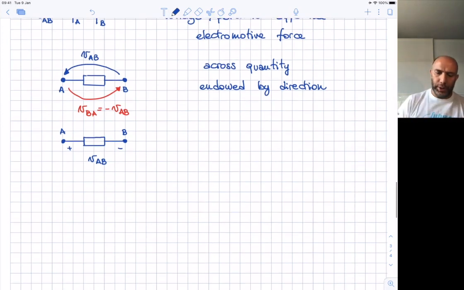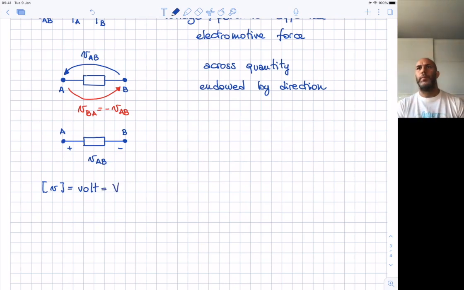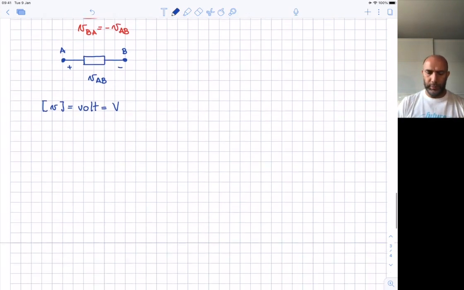The voltage is measured in system units in volts. And of course, also the voltage can be measured.